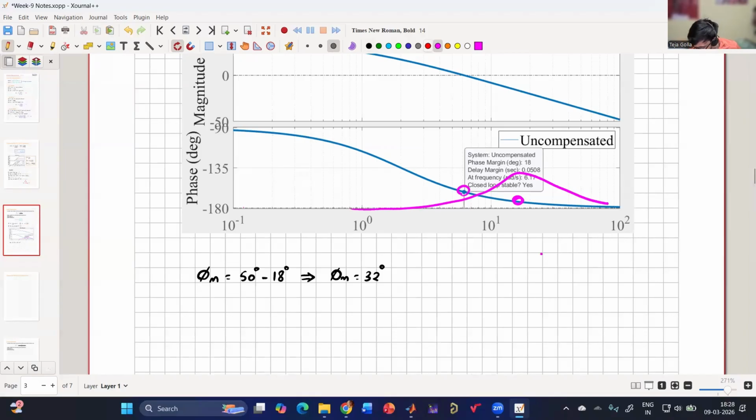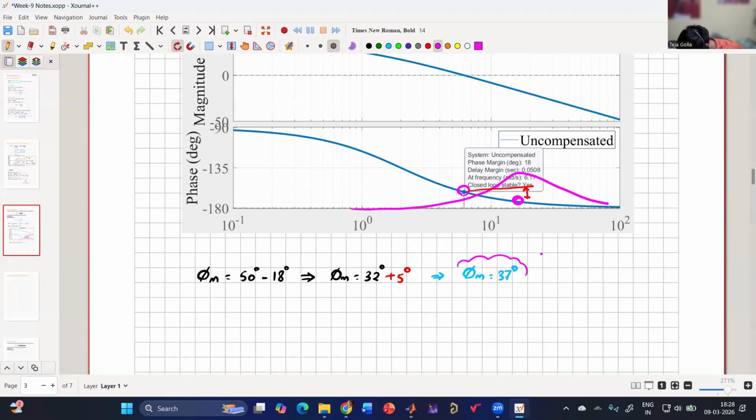Because there is a decrement in this gain, right? I am adding phi m at this point. So it is not exactly 18 degrees, but it is less than 18 degrees. So we can consider 5 degrees to be our correction factor because we do not know exactly where we are adding. So we can consider 5 to 10 degrees as our correction. So now if you do that, I'll get my phi m to be 37 degrees.